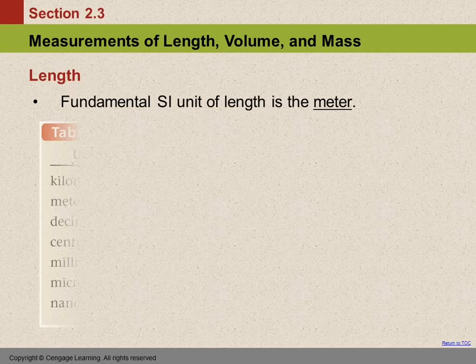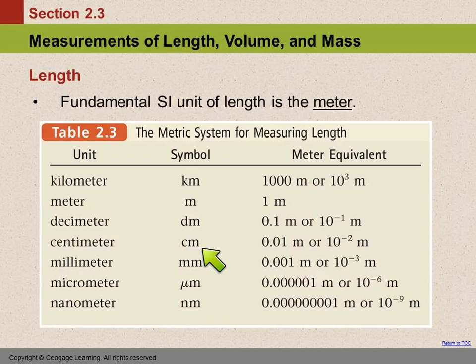But there's several quantities that we measure in chemistry. One of them is length, and the SI unit of length is the meter. And so this gives us the relationships between these different prefixes with meter. So here we have the meter. A kilometer, kilo means 1,000. So this is 1,000 meters. Another way to express 1,000 is 10 to the third. Deci has to do with tenths. So a decimeter is a tenth. It's 0.1 meter or 10 to the minus 1 meter.